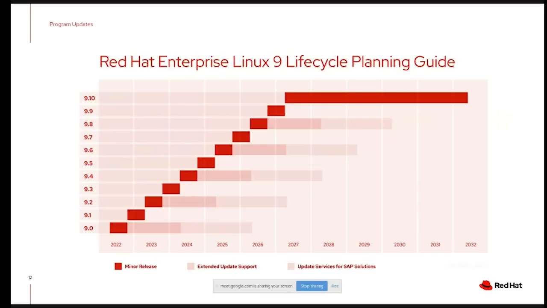Now, I mentioned 8.6 at the beginning of this. Well, 8.6 came out 3 years ago. And so if we look at 8.6, we see we're only getting 4 more minor releases before we go into maintenance mode. We've only got 2 years left of full support on RHEL 8. And so to have the longest possible support structure, you may want to consider starting that migration to 9.